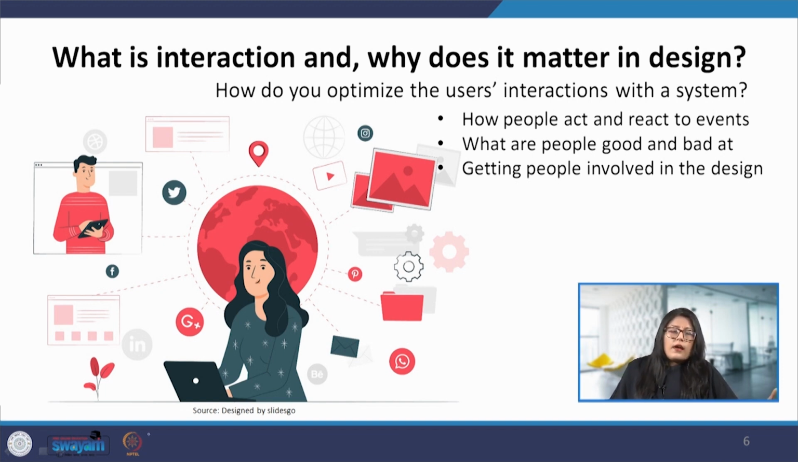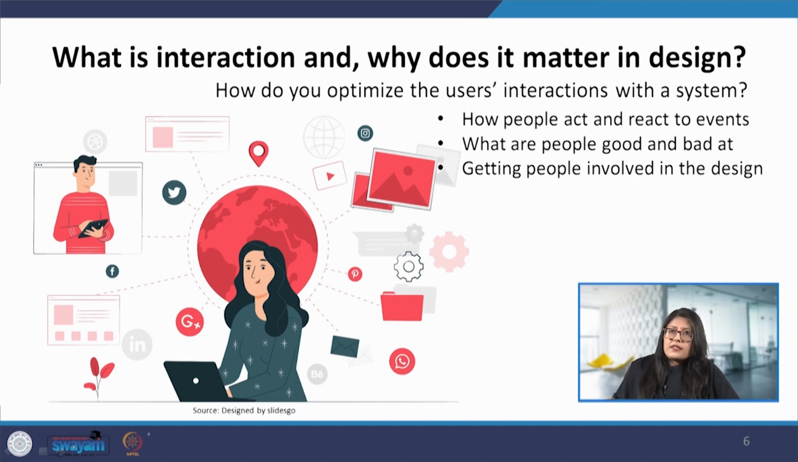The second point is, what are people good and bad at? We all have our strengths and weaknesses. So, how can this interaction that we are designing enhance the strengths, and how can it also help one to overcome the weaknesses? The weak areas can also be strengthened.